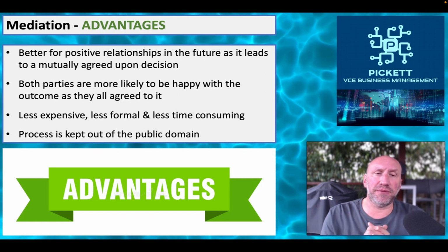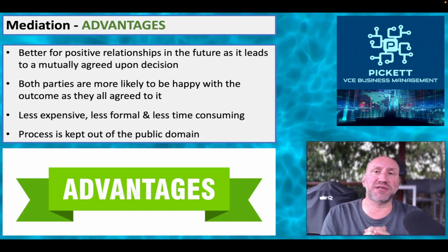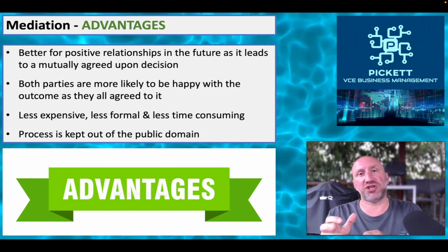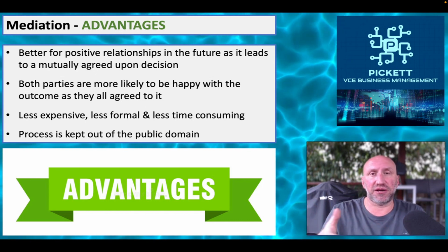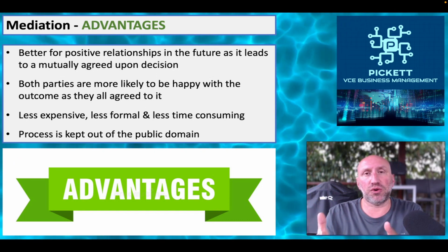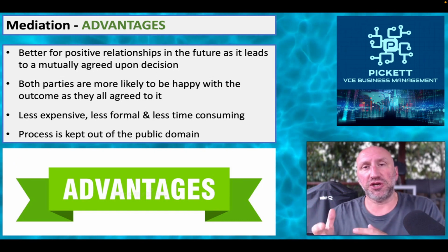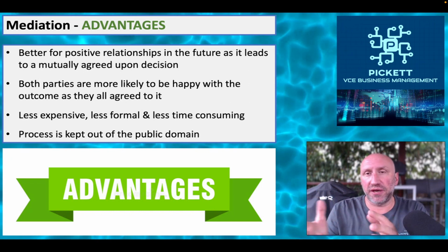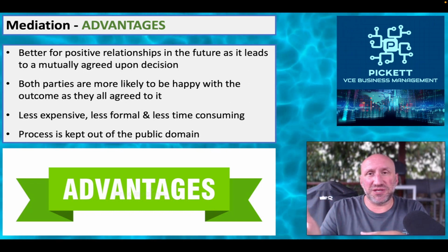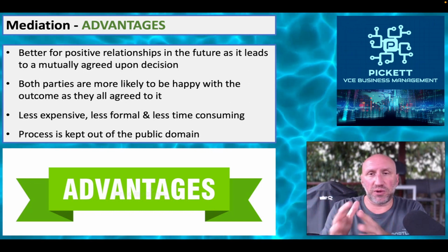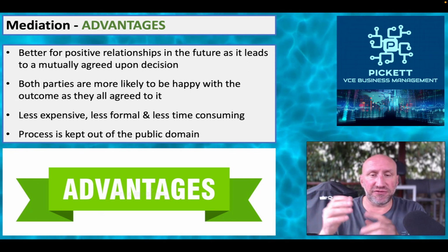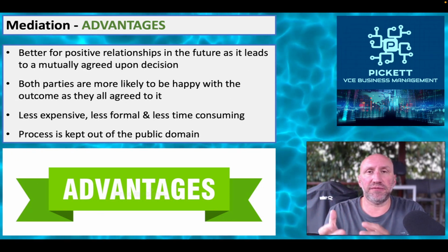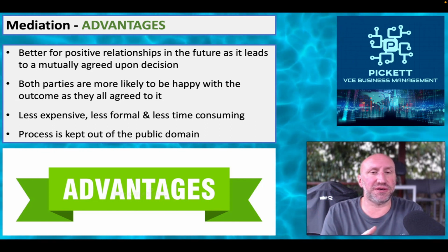And also key, the process is kept out of the public domain. Once we go to arbitration, like court cases, it is in the public domain. If you were interested in a particular court case that happened, you can go on to the relevant government website, whichever level of justice we're talking about, and find all the details and any judgments that have been made in the court system.